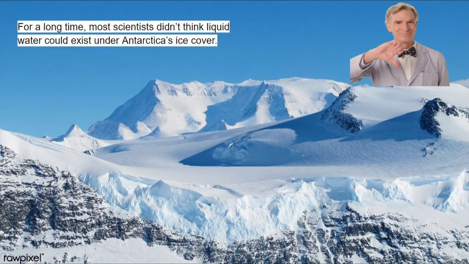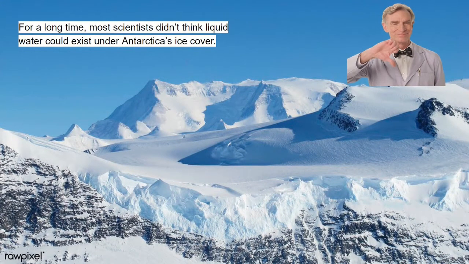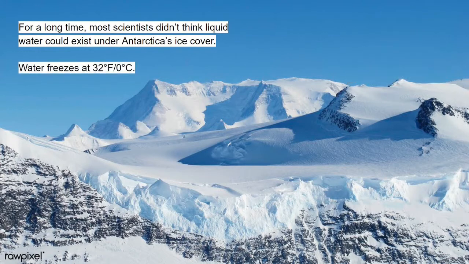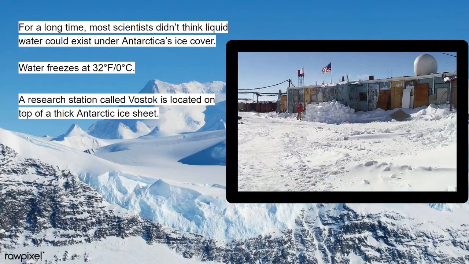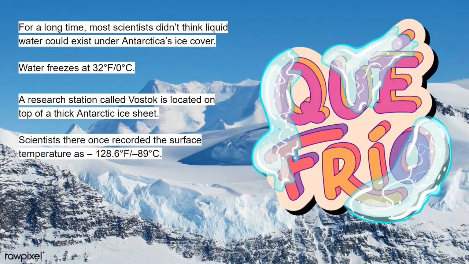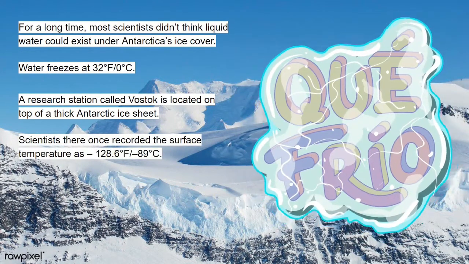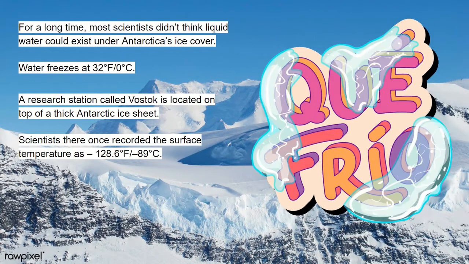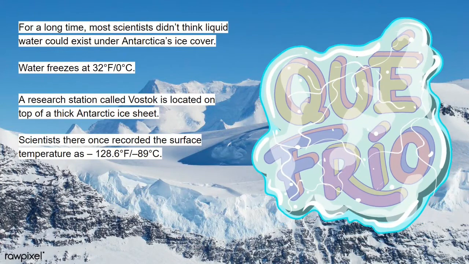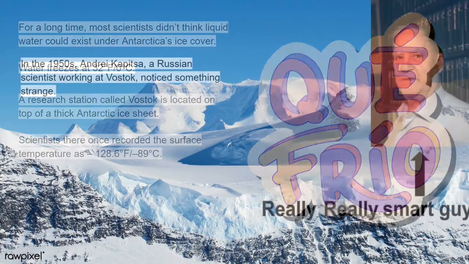For a long time, most scientists didn't think liquid water could exist under Antarctica's ice cover. Water freezes at 32 degrees Fahrenheit, 0 degrees Celsius. A research station called Vostok is located on top of a thick Antarctic ice sheet. Scientists there once recorded the surface temperature as negative 128.6 degrees Fahrenheit, negative 89 degrees Celsius.